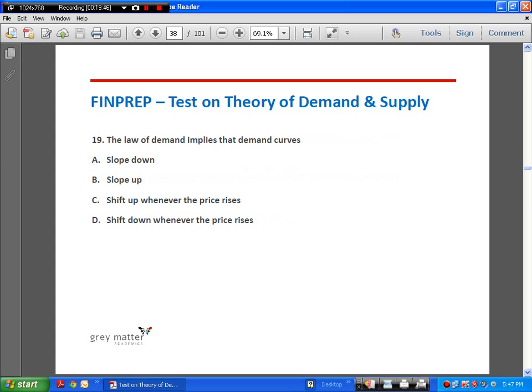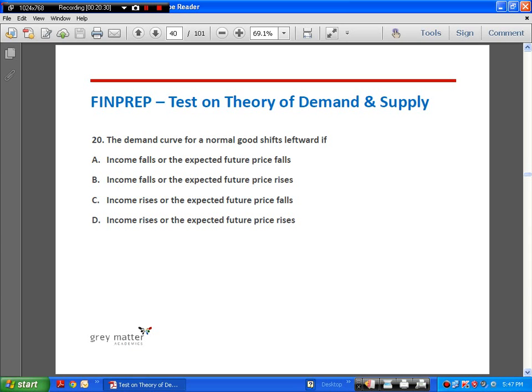The 19th question: the law of demand implies that demand curves slope down, slope up, shift up whenever the price rises, shift down whenever the price rises. So the demand curve shows an inverse relationship between price and quantity demanded. In other words, when one increases, the other would fall. Therefore, definitely, according to the law of demand, the demand curve will always slope downward. The right answer is option A, slope down.